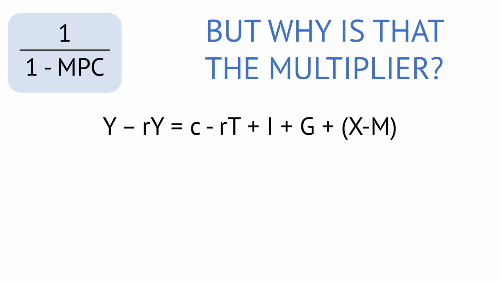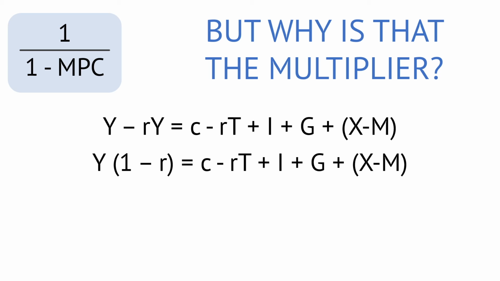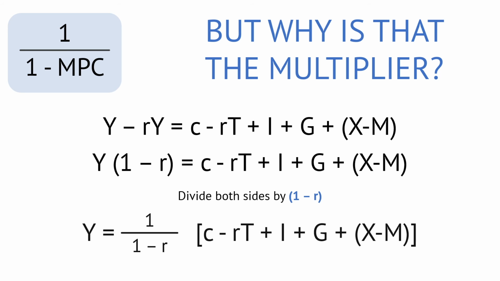From there, we can factor out a y on the left side, and so we end up with y times 1 minus r equals c minus rt plus I plus g plus x minus m, and then divide both sides by 1 minus r. Now, instead of putting that whole right side over 1 minus r, I'm just going to write y equals 1 over 1 minus r times the rest of that stuff.